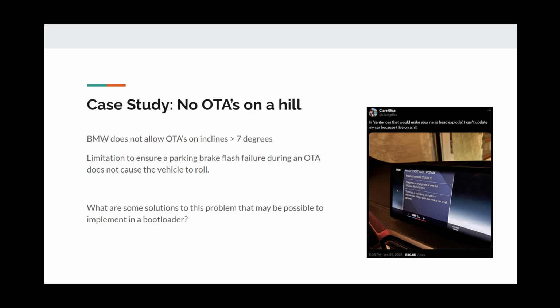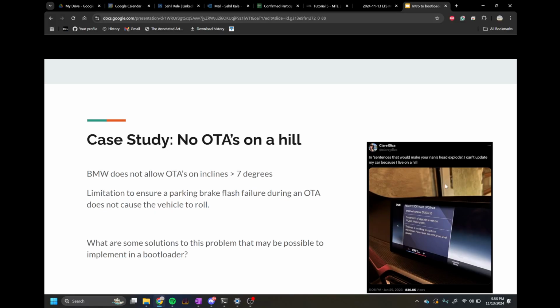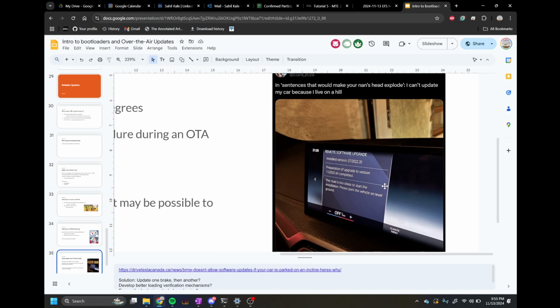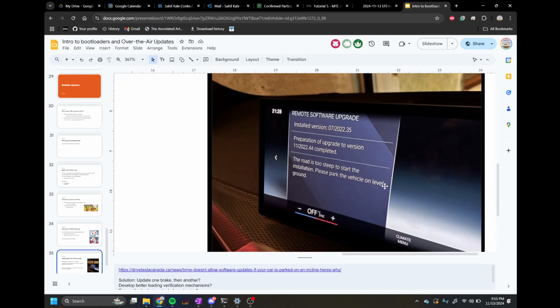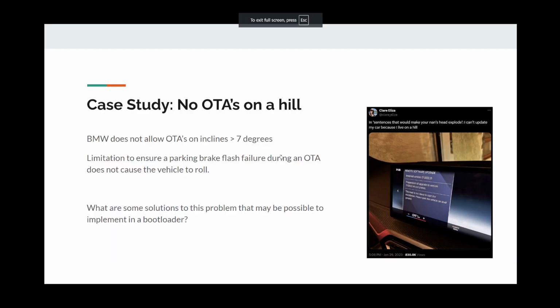Cool. All right, and the last slide I'll leave you with today is a case study. BMW had this thing going on. I'll see if I can zoom in for y'all in the back, where it basically refused to update the car because it was too steep. BMW's engineers commented that they would not allow a software update of the parking brakes if the slope of the hill was more than 7 degrees. And the rationale that they gave was because if the parking brake fails, what's going to happen to the car?